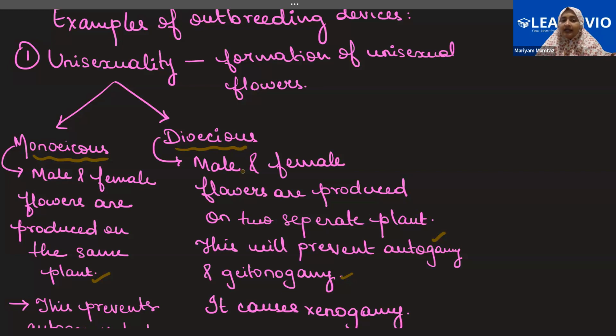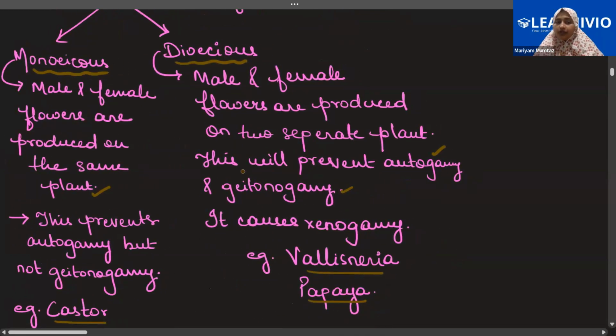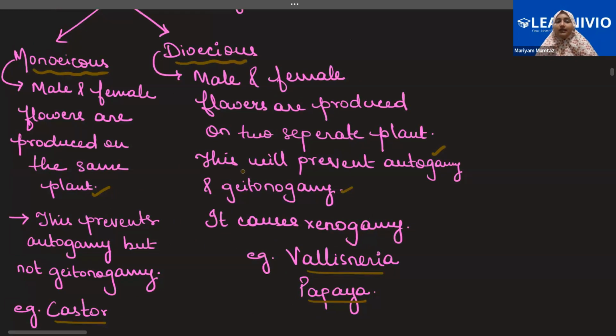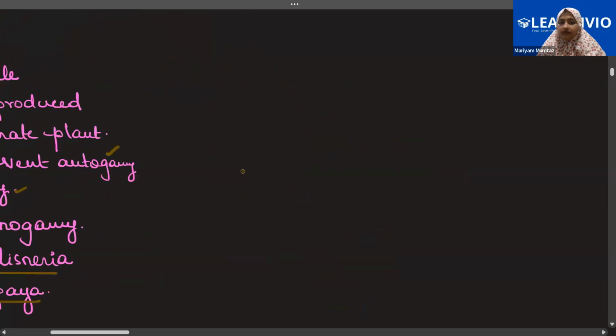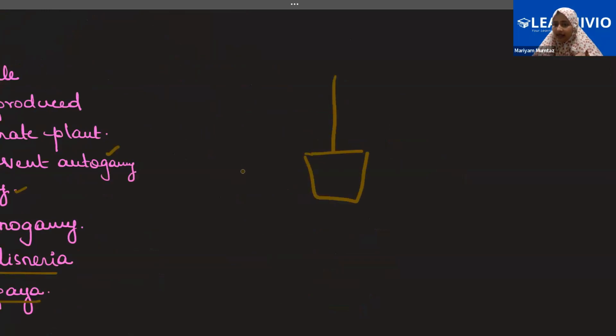Now, unisexuality has two cases. Monoecious and dioecious are the cases of unisexuality in plants. This is not the case in animals. In plants, monoecious and dioecious come under unisexuality. Now see, monoecious means the male flowers and the female flowers are produced on the same plant. If this is my very beautiful pot and this is my plant, here is the male flower. Here is the female flower.